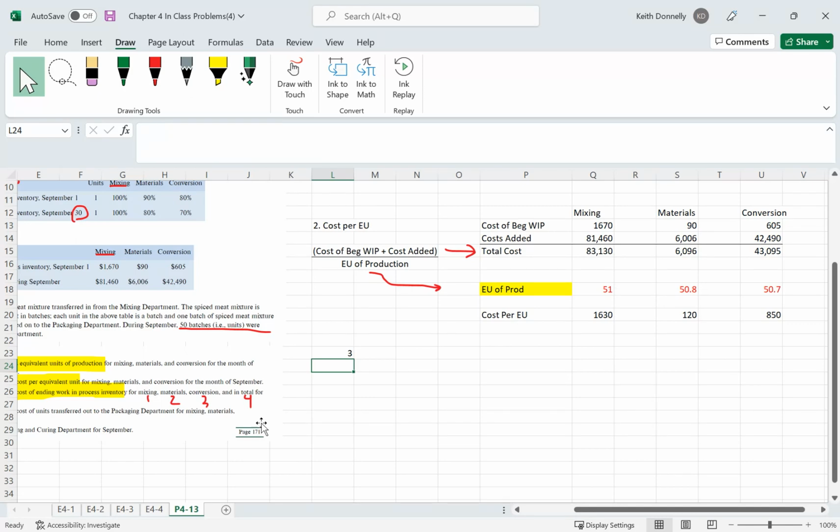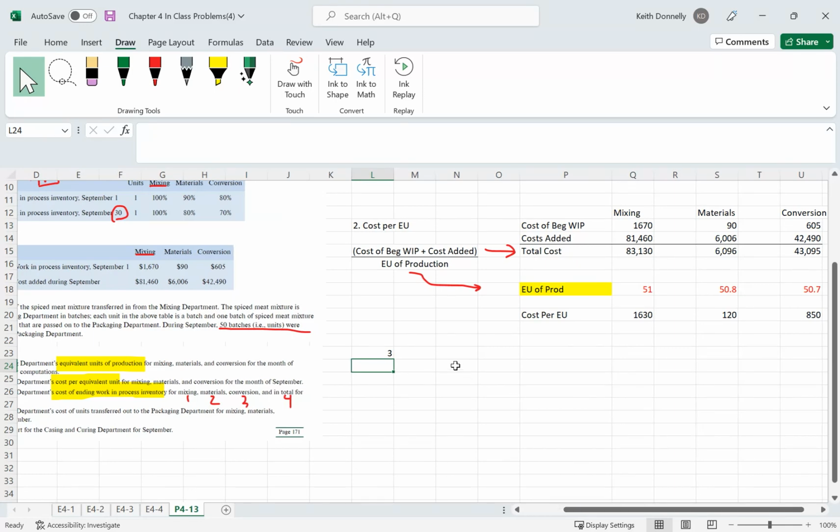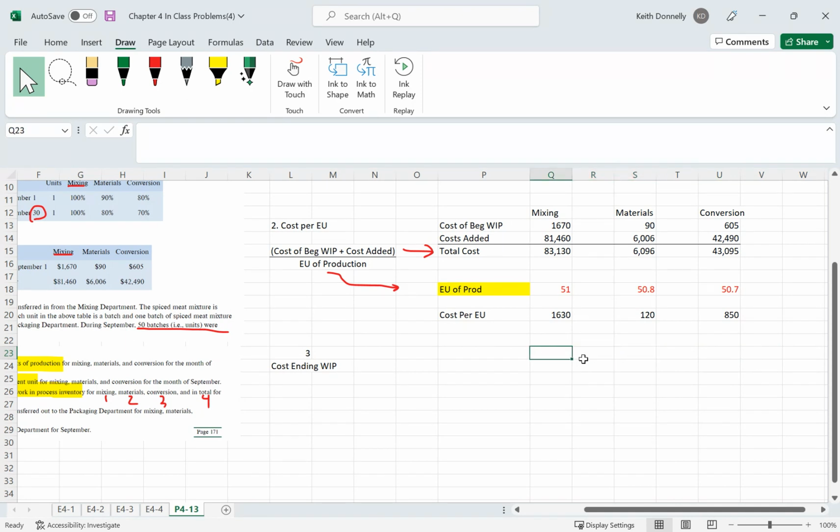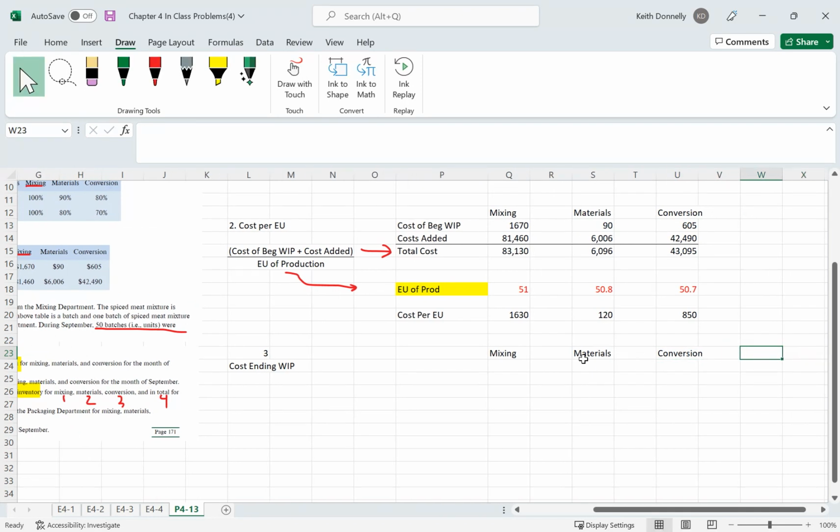So for 3, they want the cost of ending WIP, in this case for mixing, materials, conversion, and in total.